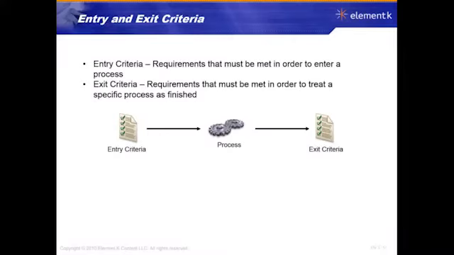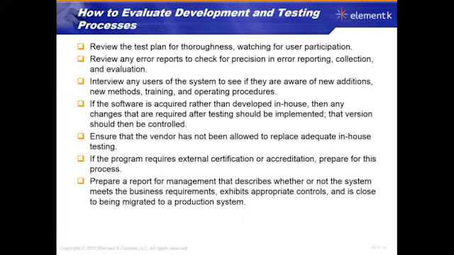So when we're doing the testing, of course, we need the entry criteria. These requirements have to be met in order for us to start a process, to enter a process. And then the exit criteria: we need to make sure that this and this has happened so that we can treat this particular process as finished. So specify the entry and exit criteria for your testing and for this process. When we're evaluating and developing a testing process, here's a nice checklist we can take a look at.